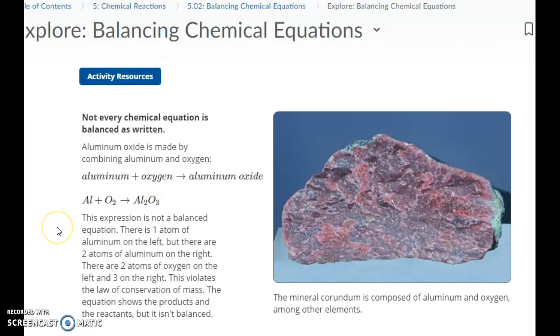This expression is not a balanced equation. There's 1 atom of aluminum on the left, and there are 2 atoms of aluminum on the right. There are 2 atoms of oxygen on the left and 3 on the right. This violates the law of conservation of mass. I kind of wish I had cool sound effects now, but I don't. So the equation shows the products and the reactants, but it is not balanced. The mineral corundum is composed of aluminum and oxygen, among other elements.